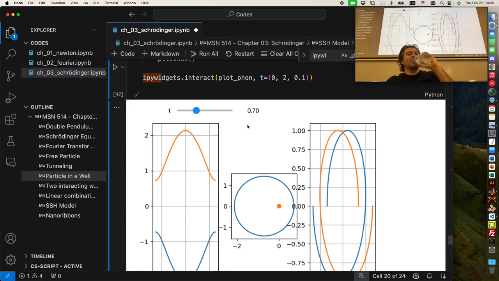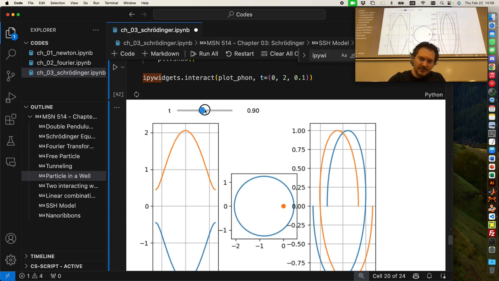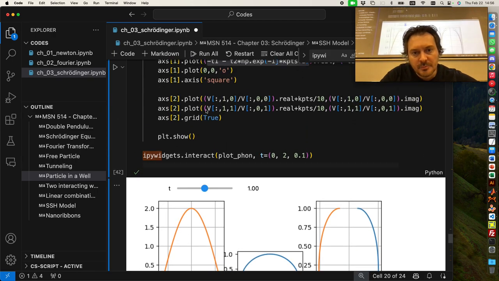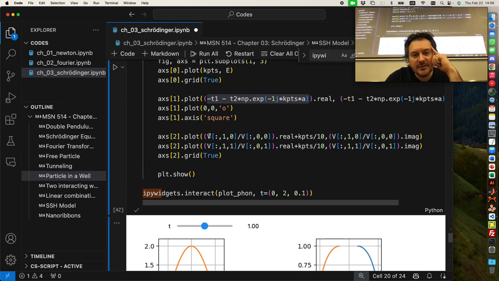Very good. What happens when t is directly equal to 1? Then I go right over the point. I'm actually crossing the point. So let me also plot one of the eigenvalues, eigenvectors. I'm plotting the real and the imaginary part.